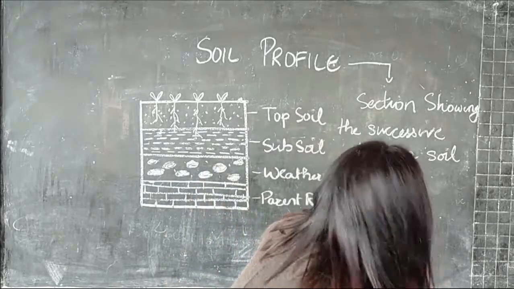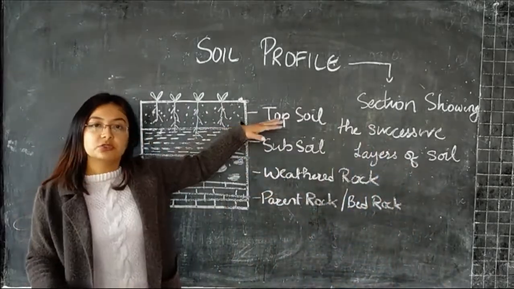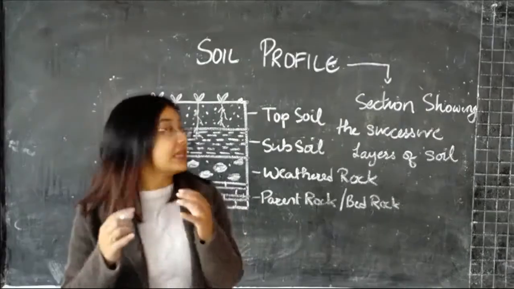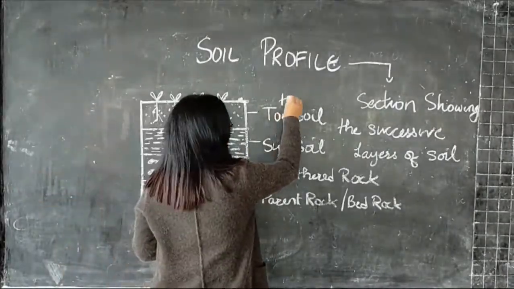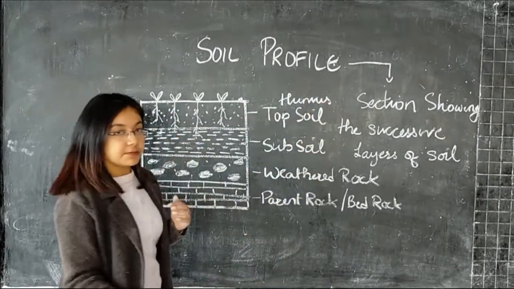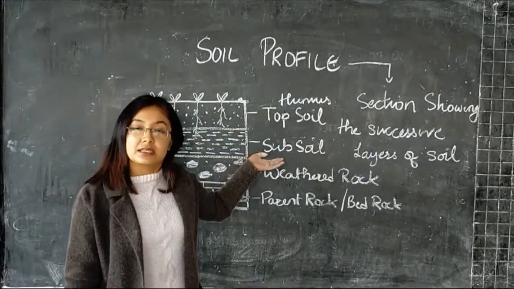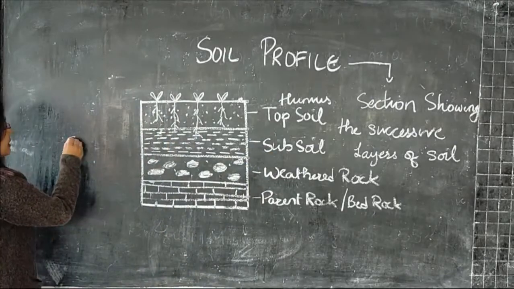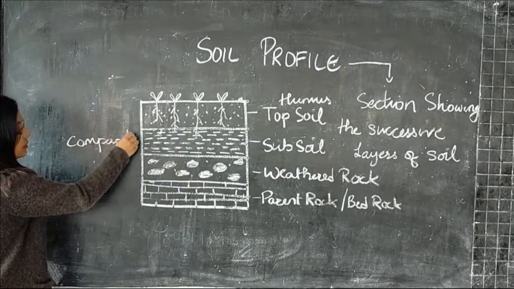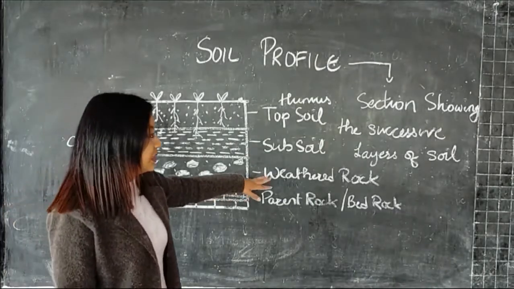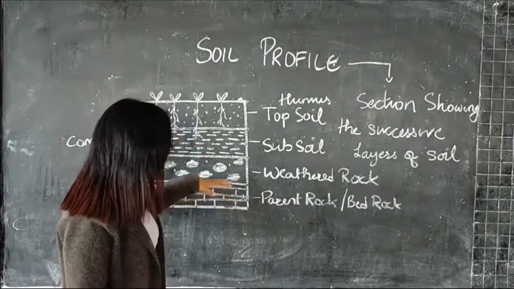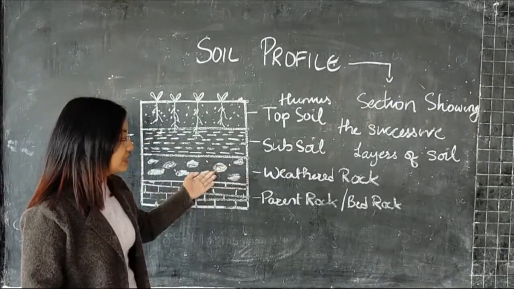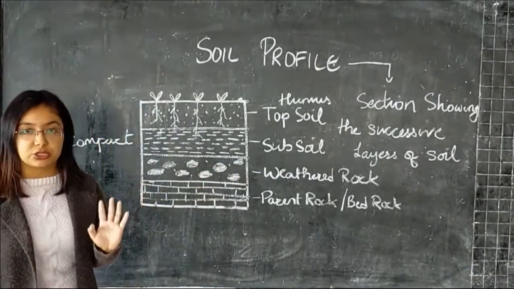So when we talk about the first layer, that is the topsoil, it is made up of fine particles and organic matter such as the humus. When we talk about the second layer, that is the subsoil, it is also made up of fine particles, but in case of the subsoil, the soil is a little compact. Now let us move on to the third layer, that is the weathered rock. This layer is basically made up of partly weathered rocks, and it is the first layer of soil formation.